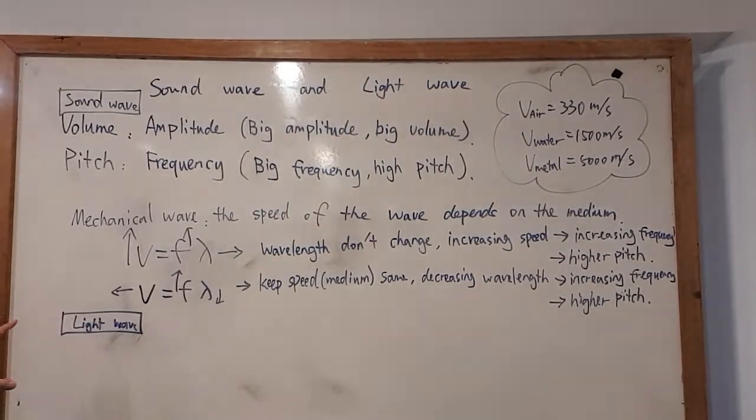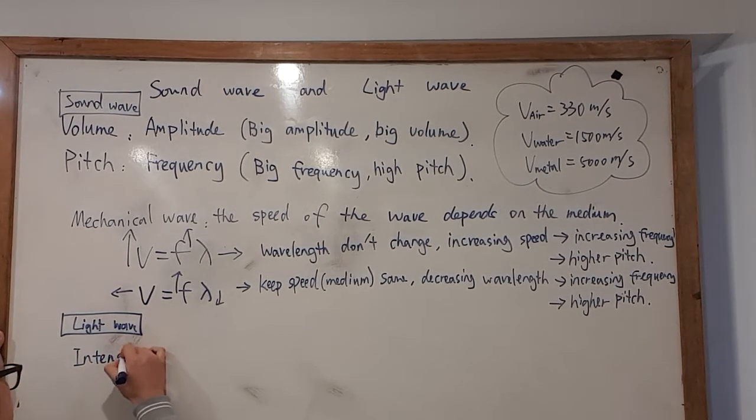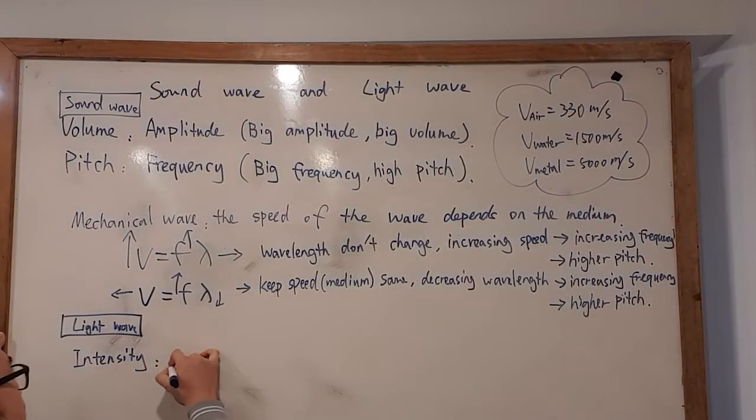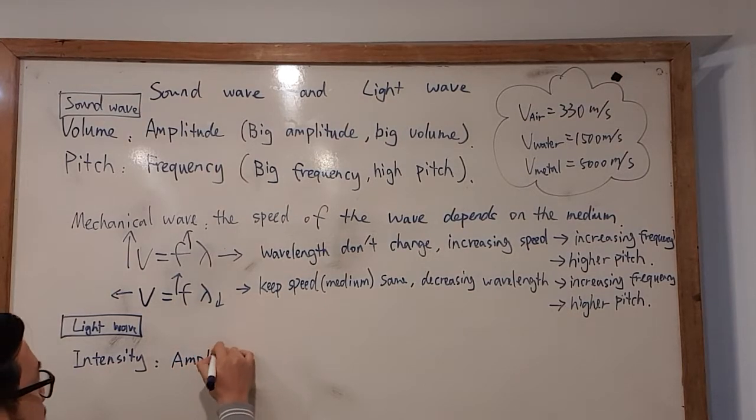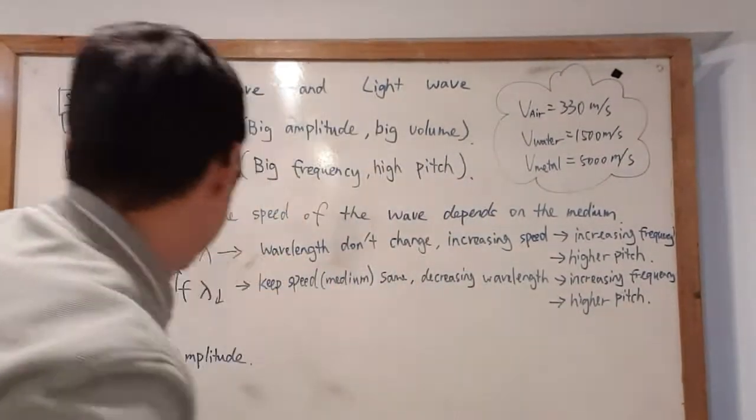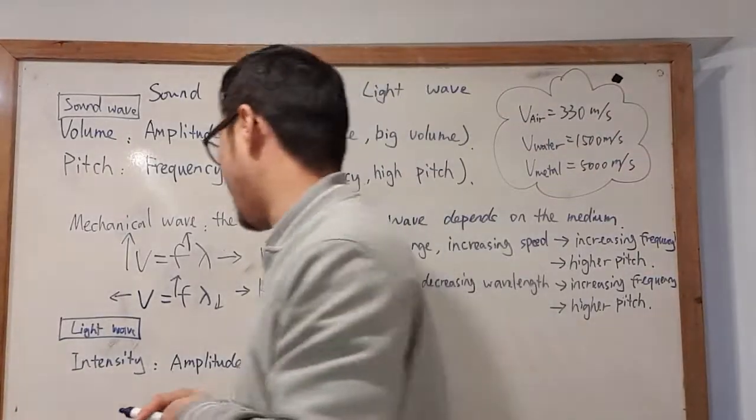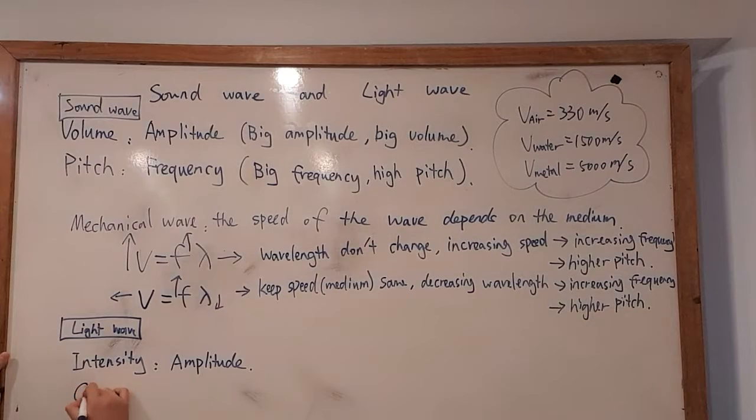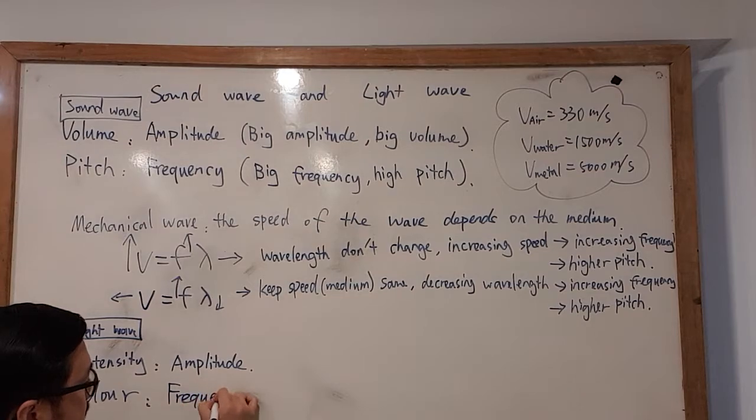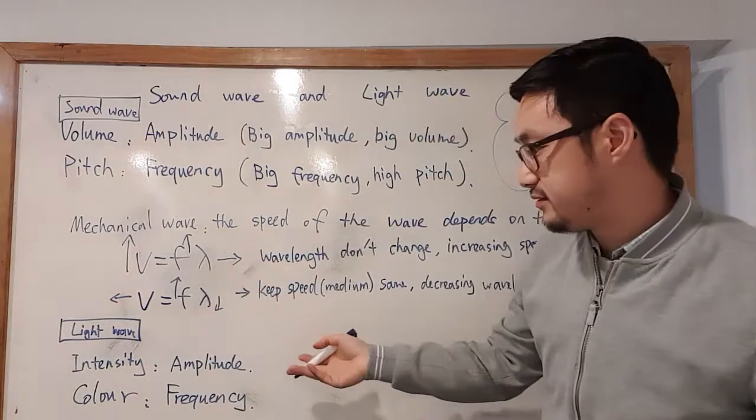Okay, so let's have a look at light wave. Light wave, we have a few words to describe it. The first one is called intensity. Again, same thing as over there. Intensity is kind of measures the amount of energy. We use amplitude. Okay, so over here, the amplitude kind of like boom, big vibration, lots of energy, so it's very bright. Okay, and then the color will be dependent on the frequency. And I've used that in the other video to calculate.